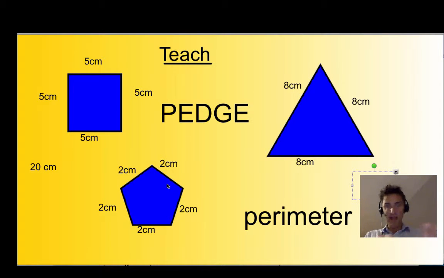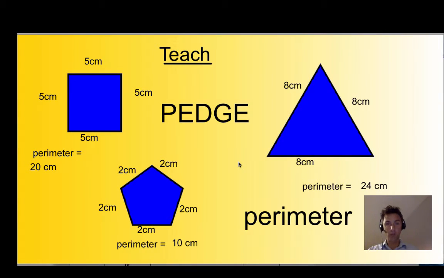What about down here, the pentagon? Well, you just got to measure up the edge, measure all the edges. Okay, so 2 plus 2 plus 2 plus 2 plus 2, which is really 5 lots of 2. 5 lots of 2 equals 10 centimeters. Okay, and there I've tidied it up a bit. Over here, the triangle, the perimeter equals 24 centimeters. Over here, the pentagon, the perimeter equals 10 centimeters. And over here, the square, the perimeter equals 5 plus 5 plus 5 plus 5 equals 20 centimeters.